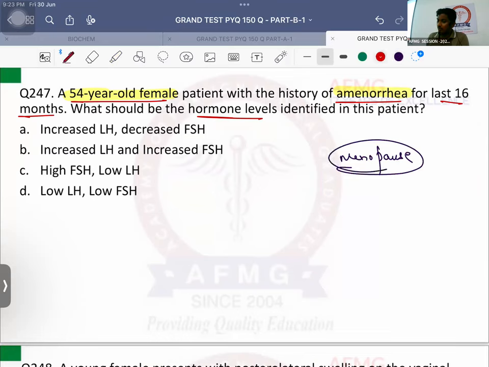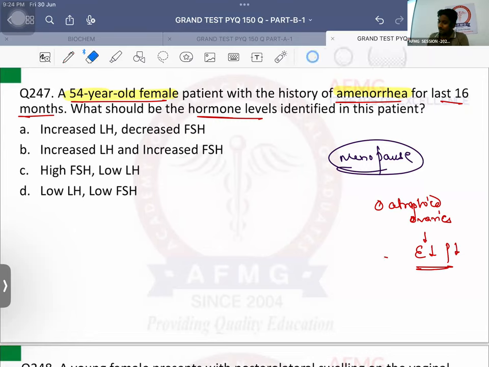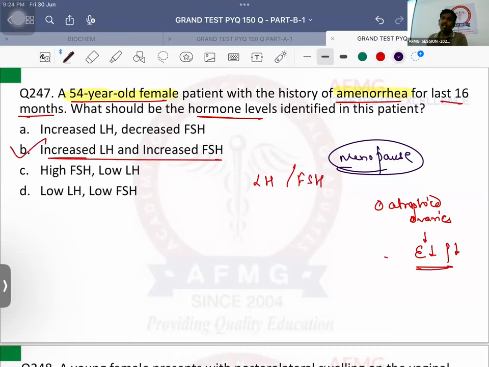So usually after menopause, what happens to the ovaries? The ovaries become atrophied, shrunken. Okay, so atrophied ovaries, will estrogen be produced? Nahi hoga. Progesterone produce hoga kya? Nahi hoga. So therefore, will there be any negative feedback? No. So as there is no negative feedback, there will be excess release of LH and FSH. So there will be increased LH as well as increased FSH.